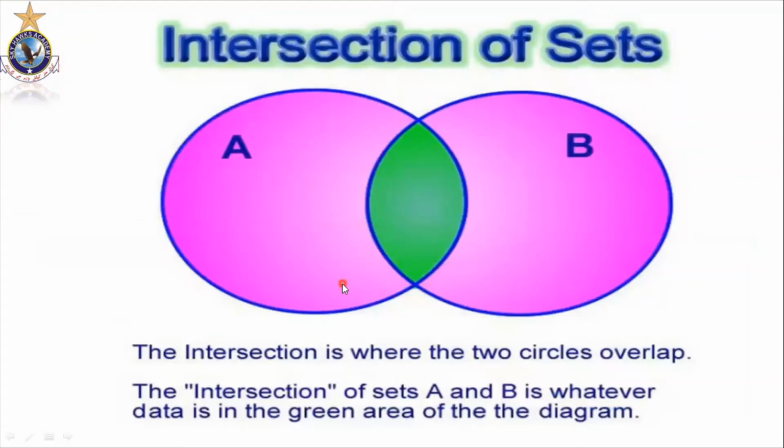Now, the intersection of two sets. Please read this one from here. The intersection is where the two circles overlap. The intersection of sets A and B is whatever data is in the green area of the diagram. Yes. So now we have A and B. You can see this A and B, and this is a green area. So A is overlapping with B, and the common area is the intersection of two sets.